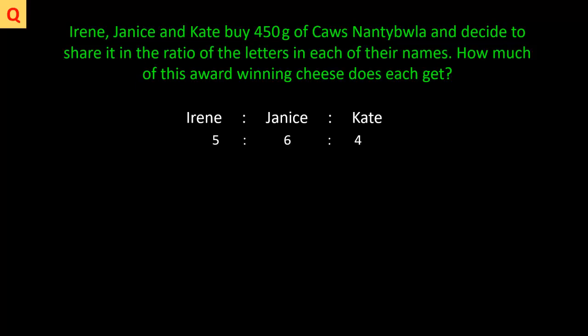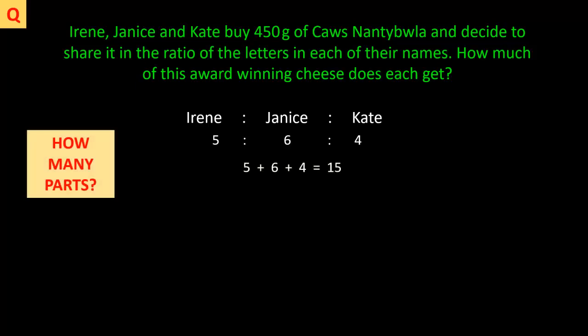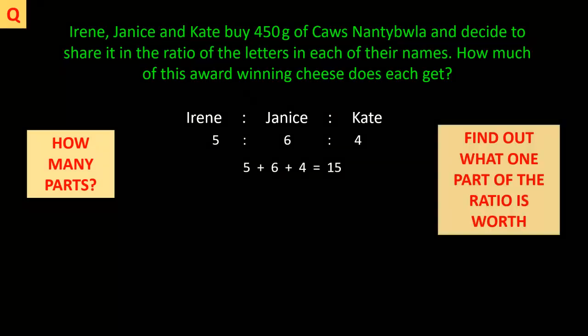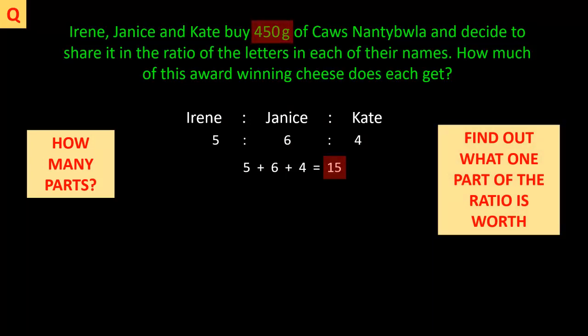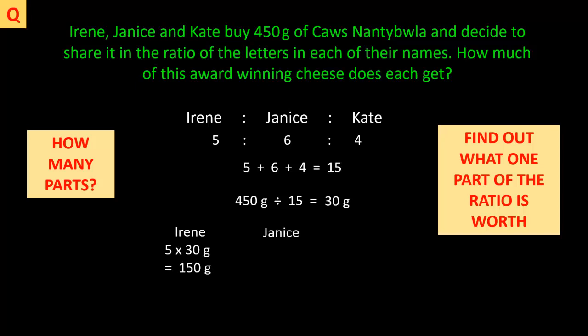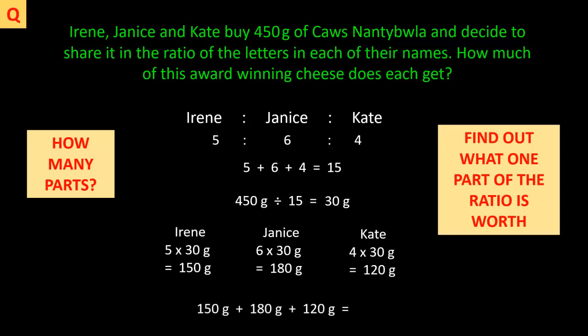Okay, how did that go? So first things first, add up 5 and 6 and 4. That's 15. So we're splitting this 450 grams of cheese 15 ways. So 450 divided by 15 is 30 grams for each one part of the ratio. Now Irene, she had 5 parts, 5 30s, 150 grams. Janice, she had 6 parts, that's 180 grams. And Kate, 4 parts, 120 grams. There's the answer. Let's just check they all add up to 450, and in fact they do. So there we go. We haven't lost any cheese there, which is always good.